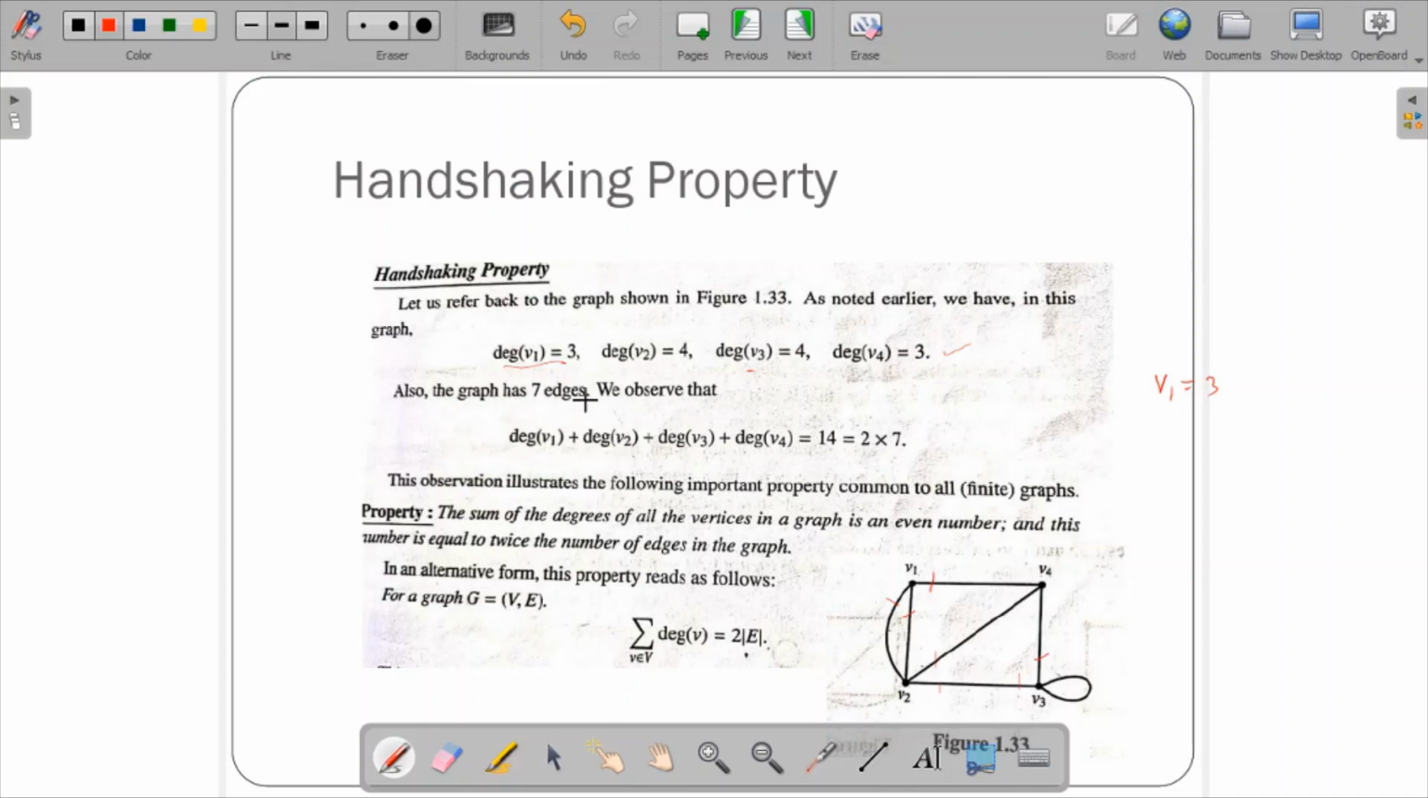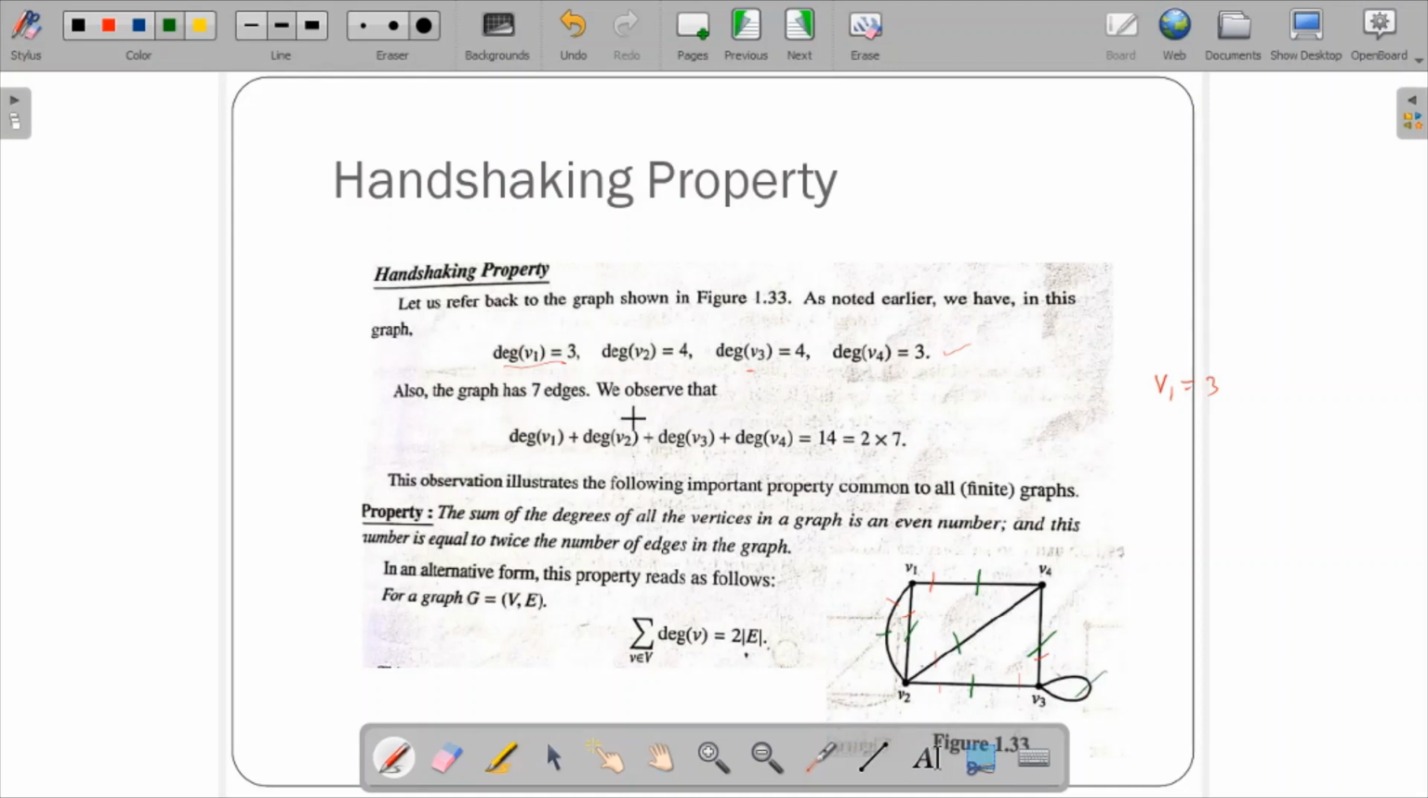Also the graph has 7 edges. Just count the number of edges. It has 1, 2, 3, 4, 5, 6, and this is taken as one more edge, so totally it has 7 edges. When we calculate the degree, the loop counts as 2, but as an edge we are going to consider it a single edge. So let us see the edges: 1, 2, 3, 4, 5, 6 and 7. So the graph has 7 edges.